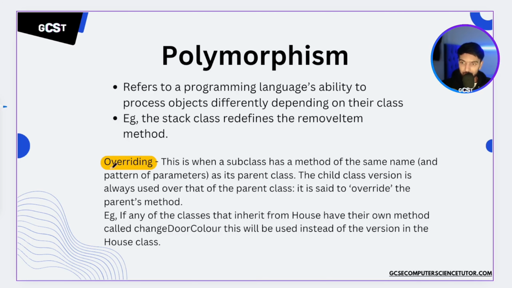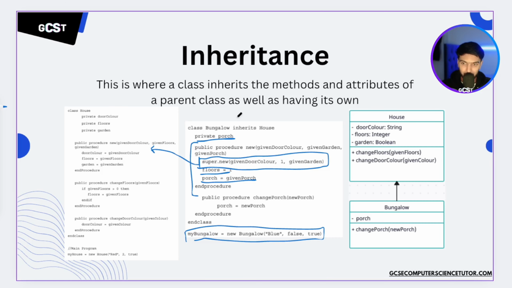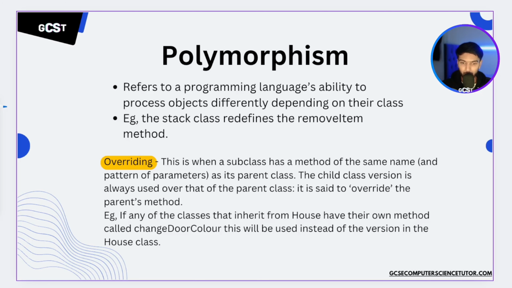Now, a key word over here is overriding. So this is when a subclass has a method of the same name and structure of the parameters as its parent class. The child class version is always used over the parent class, so it essentially overrides the parent method. So if we come back to this example class over here and we had another change floors in the bungalow method, we would use the change floors of the bungalow method instead of this over here for the child. That's basically what overriding is.